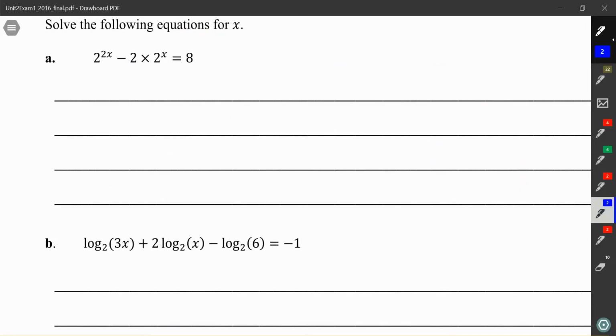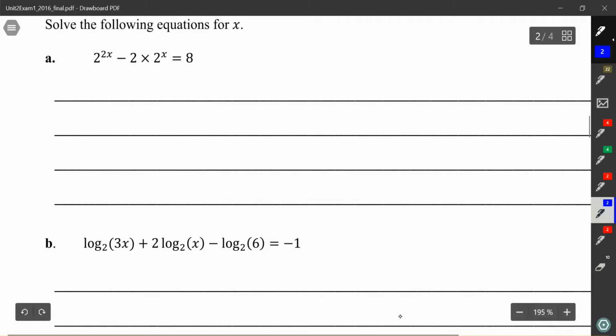Exponential. This is a typical year 12 question on what to do. When you see these squares, you should always be thinking, especially for exponential, it's usually a quadratic problem. And this is the trick. Another way of writing this 2 to the power of 2x is 2 to the power of x, squared. Because with index laws, you can multiply the powers. x times 2 is the same thing as saying power of 2x.